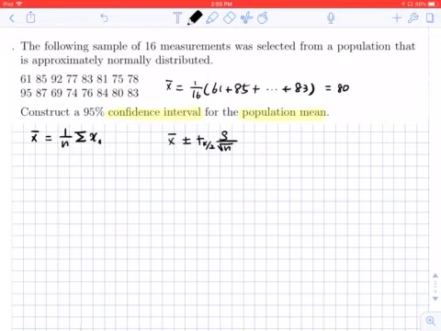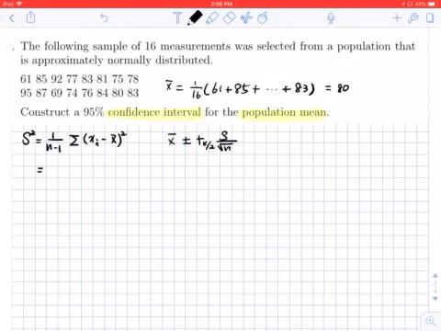And then what is next? What is next is s squared, right? S squared is the sample variance. By taking the square root of s squared, we can get s. The formula itself: s squared can be calculated as 1 over n minus 1 times the summation of xi minus x bar, squared.